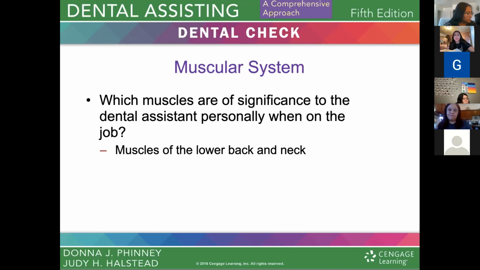We need our digestion to work properly in order for us to be alive. So we actually use all of them, but there's definitely the muscles of the lower back and neck that we use a lot, on top of our hands and our fingers and our arms. So thank you for that.